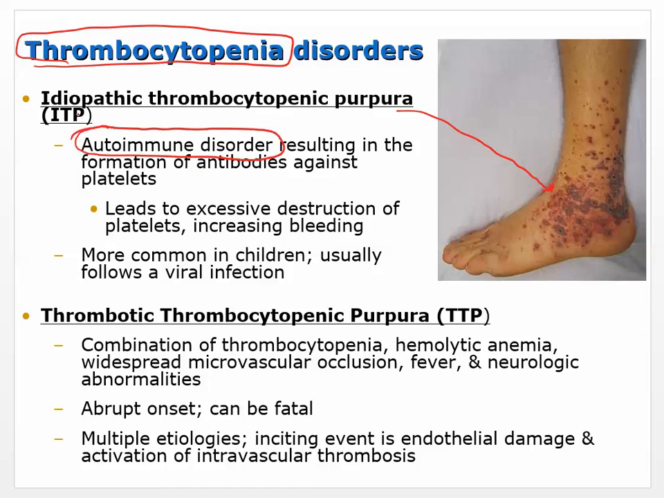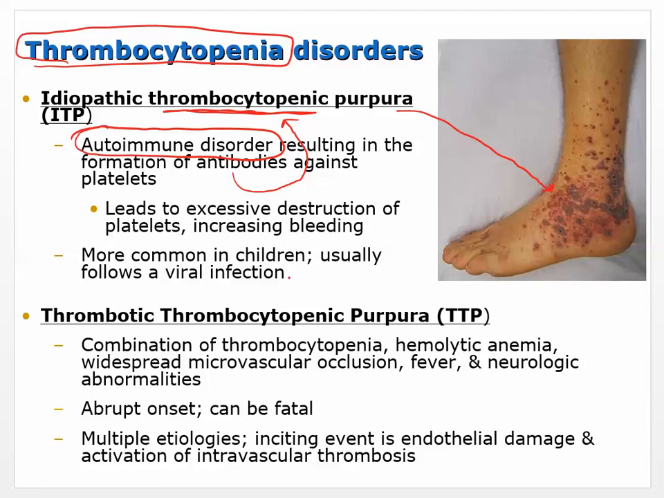It's ITP, idiopathic, which really means we don't know where it comes from, but it's autoimmune, resulting in the formation of antibodies against the platelets. So if you're wondering why it's thrombocytopenic, why you don't have enough platelets, it's because you are making antibodies against your platelets and destroying them. So it leads to excessive destruction of platelets, increasing bleeding. More common in children, usually follows a viral infection. So this is something that can go away.